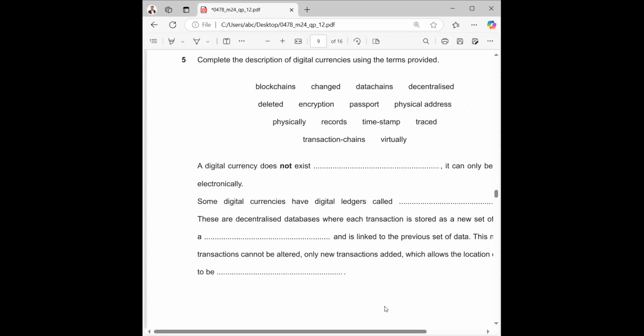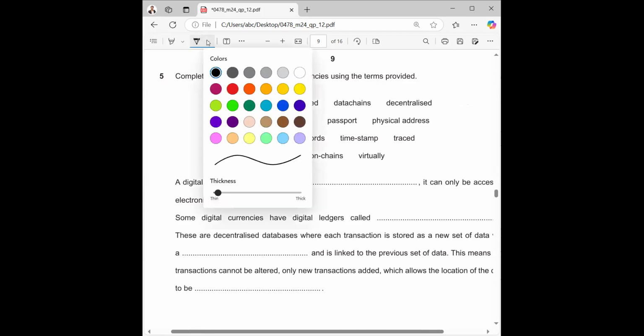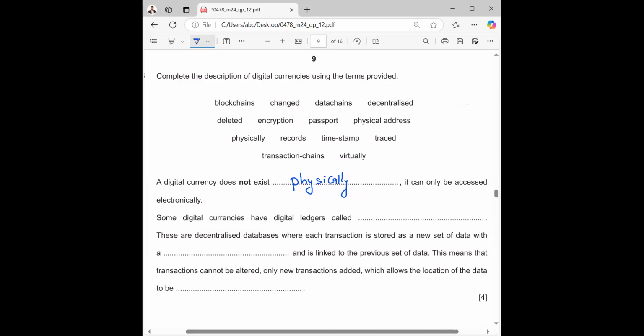Okay, then you have the fifth question. Can you tell me the answer for this part? This says to complete the description of digital currencies using the terms provided. A digital currency does not exist. What does it mean, does not exist? Does not exist physically. It can only be accessed electronically. Some digital currencies have a ledger. What are the digital ledgers called? They are called blockchains. All right, that's all correct.